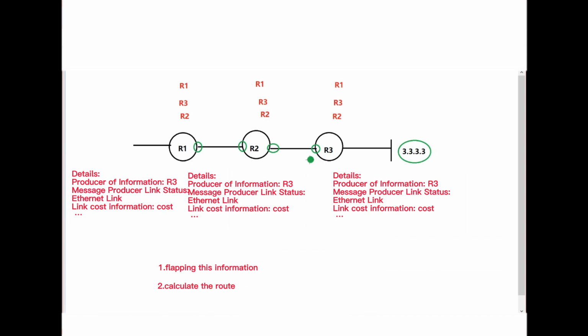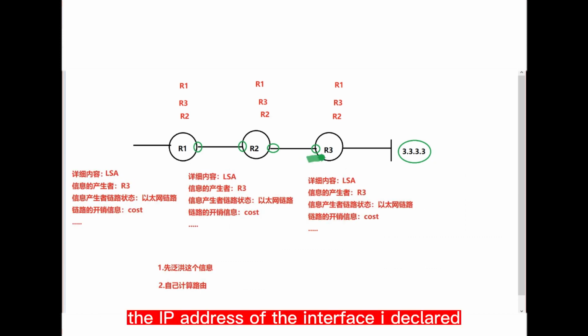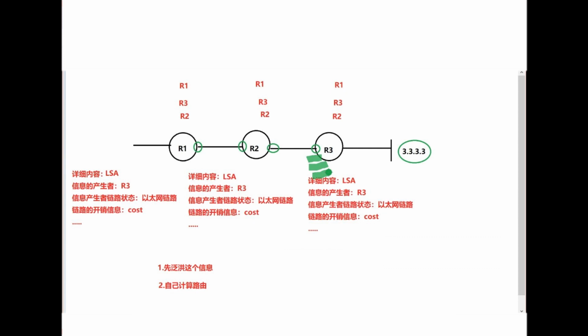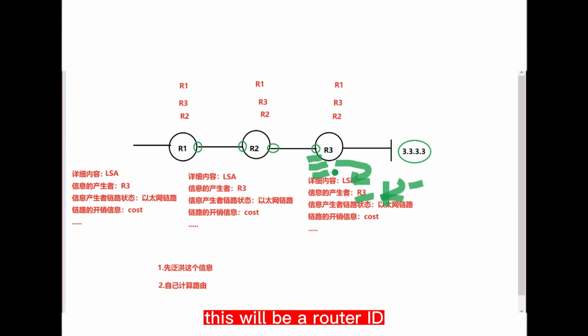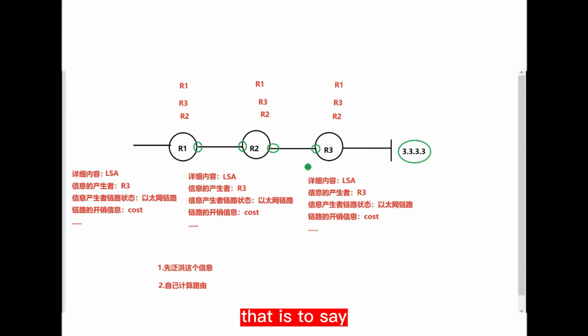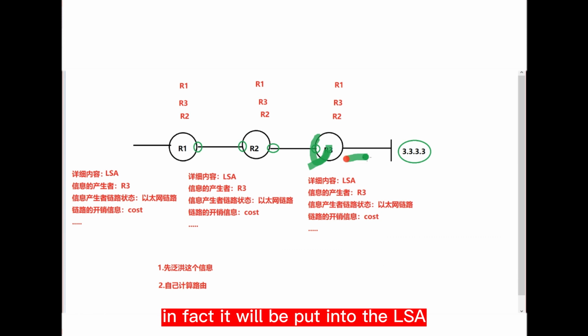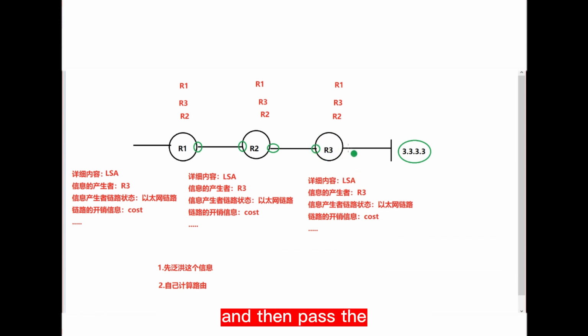For example, the IP address of the interface I declared, the mask of this interface I declared, and the link type of this interface I declared are all the contents of the LSA. This includes the current name of the device. Of course, the generator is not R3. We'll learn something later called router ID, and this will be a router ID. That is to say, when I declare an interface, all the information about this interface will be put into the LSA and then passed on.